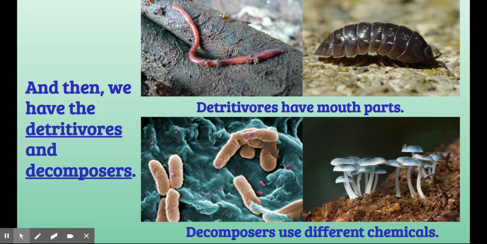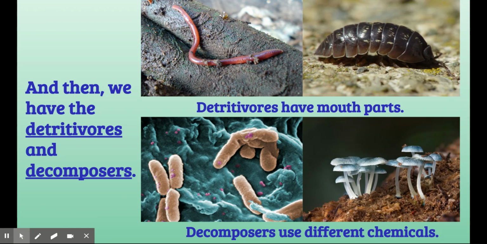Now, many times when you look at these, even some scientists call all of these organisms decomposers. Okay. But if you want to be very specific, decomposers don't have mouth parts, and detritivores do have mouth parts. Now, it may not be a mouth like we have, with jaws and teeth and the tongue, but there's some kind of opening through which these organisms consume their food. Okay, so detritivores have mouth parts.